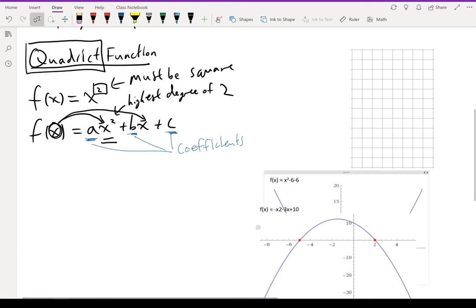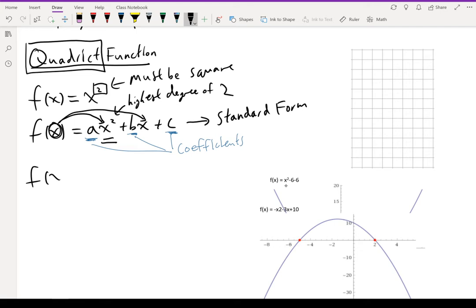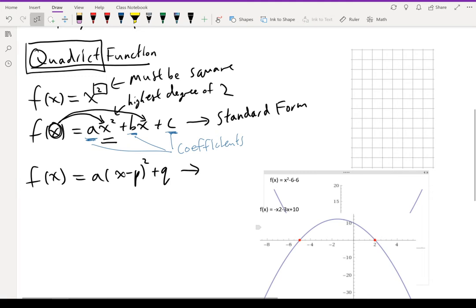Now, there is another form of the quadratic function. First of all, this is called standard form. And there is another form called the vertex form, in which f of x is written as a times (x minus p) squared plus q. Once you multiply out the bracket, it actually goes into standard form. But this is called the vertex form. We will look more into vertex form in future lessons.